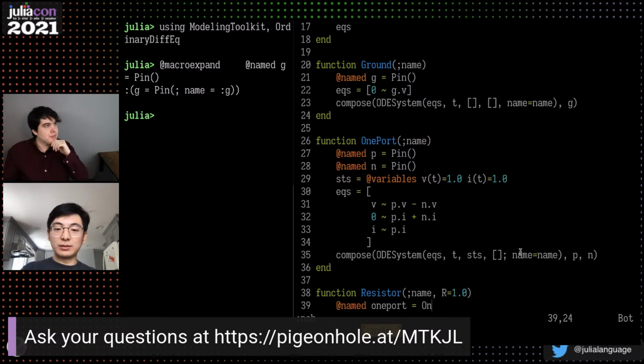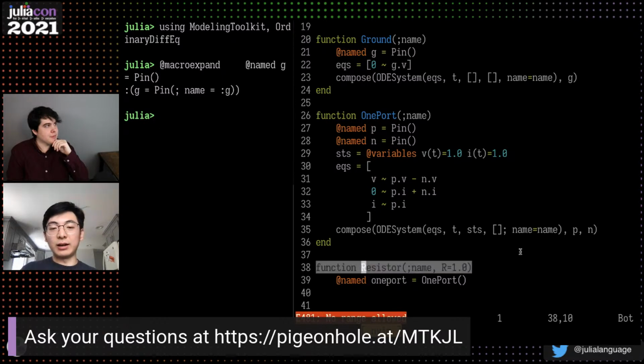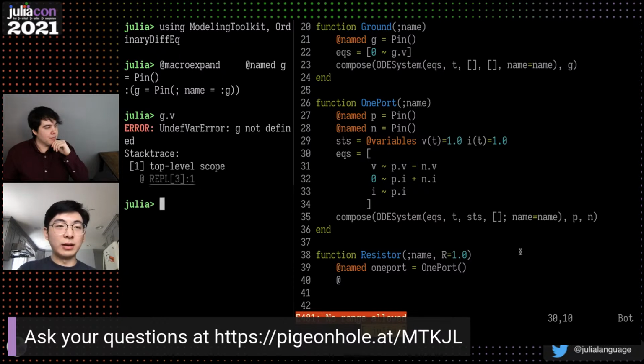Port. So resistor is basically a child of, in some sense, one port, right? It inherits all the equations and all the states from this one port. And then because it's an inheritance, we want to force them to use the same variable. So in here, if we do g.v, sorry, yeah, let me actually evaluate this.